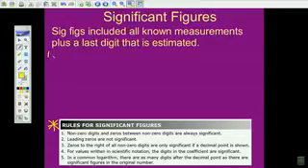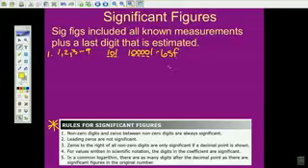So number 1 says non-zero digits and zeros between non-zero digits are always significant. So a non-zero digit is just what you think it is. 1, 2, 3, anything that's not a zero. Alright, so 1 through 9, and then any zeros between non-zero digits are significant. So 101 has 3 significant figures. That 0 counts. 100001, all these zeros count. So this number would have 6 significant figures. I'm just going to abbreviate SF.